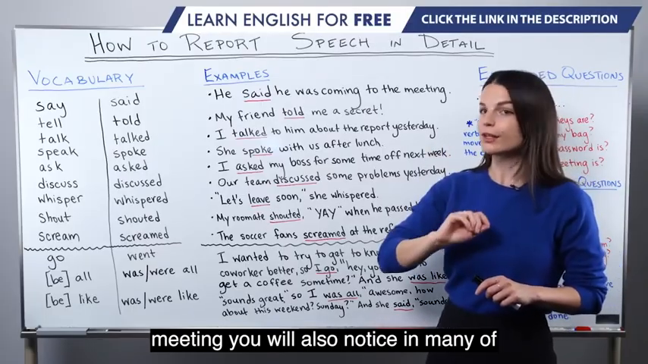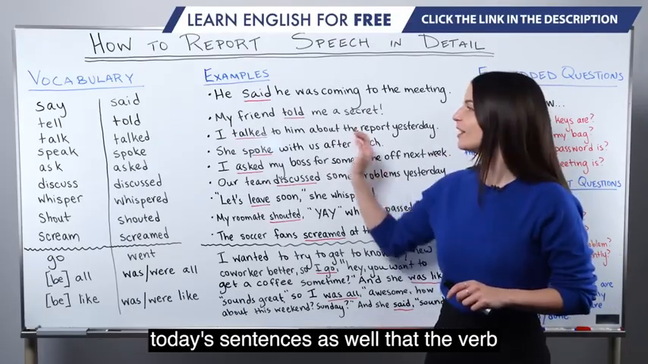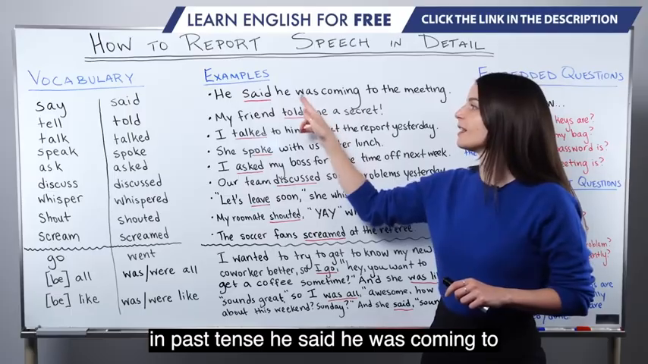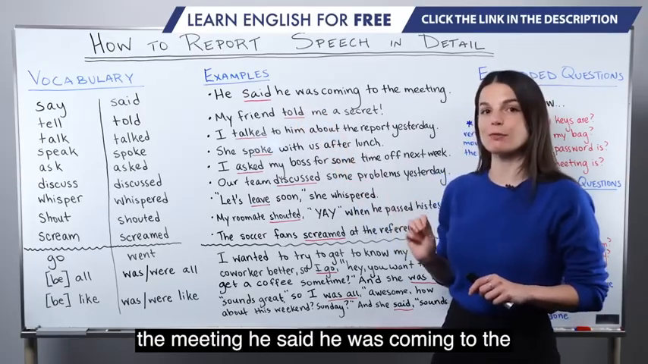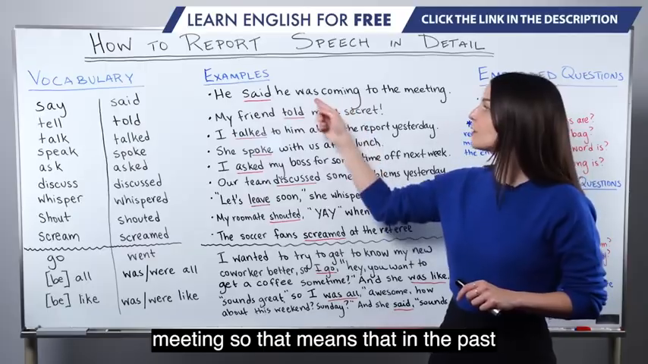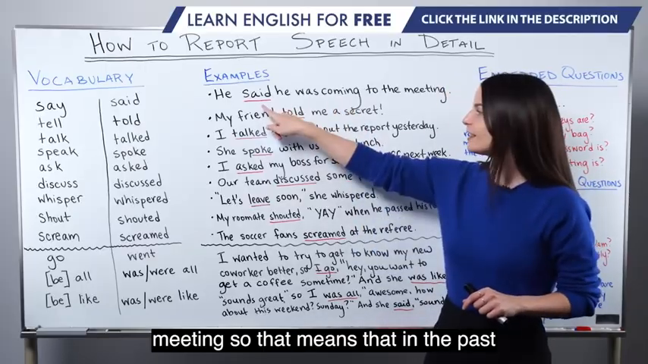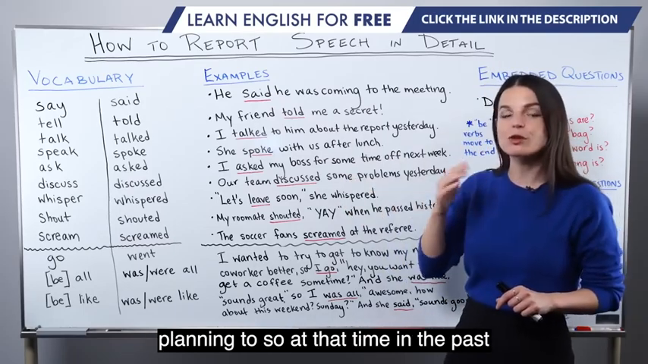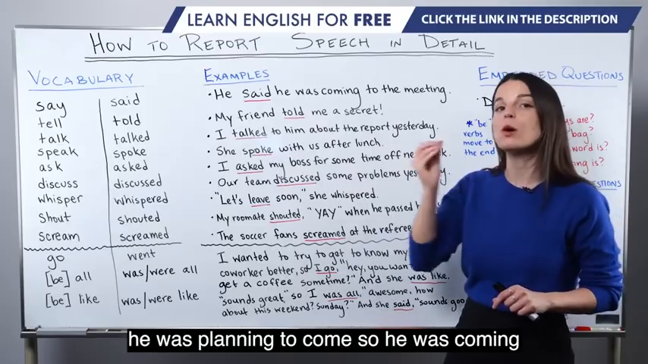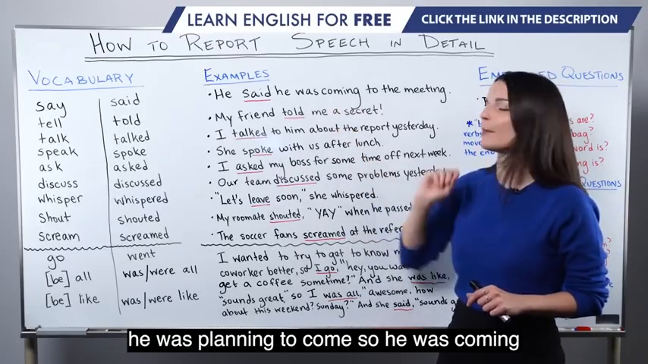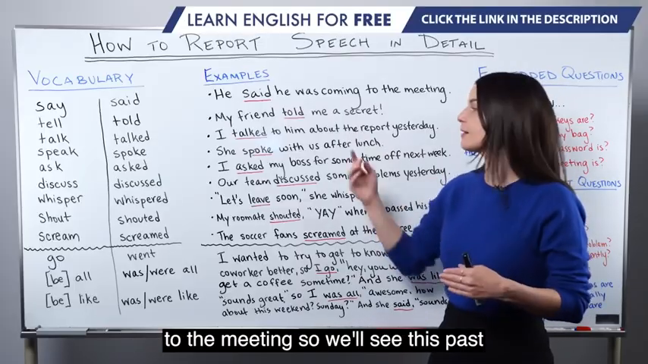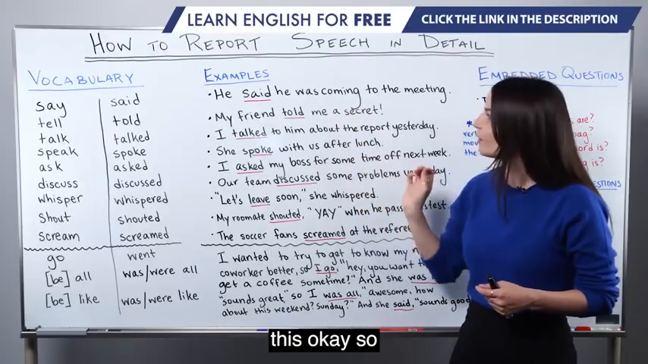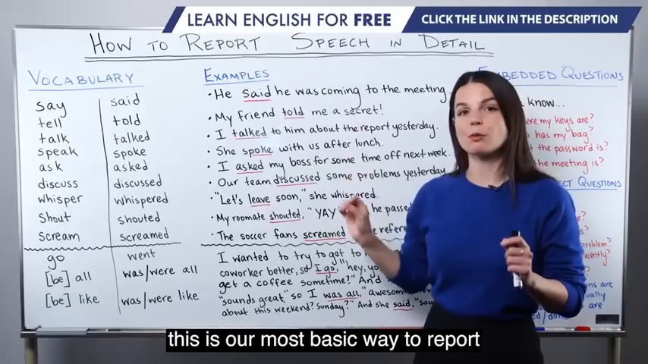You will also notice in many of today's sentences that the verb we use to report this is in past tense. He said he was coming to the meeting. That means that in the past, according to his past statement, he was planning to. So at that time, in the past, he was planning to come. We'll see this past tense verb used in situations like this. Okay, so this is our most basic way to report speech.